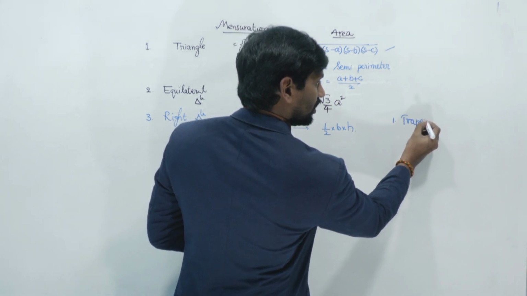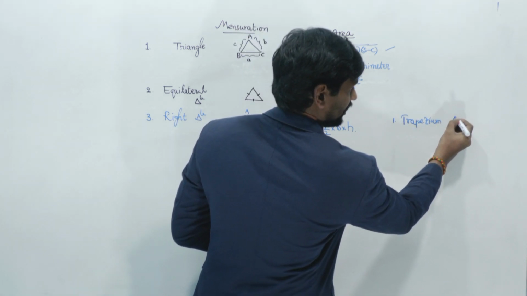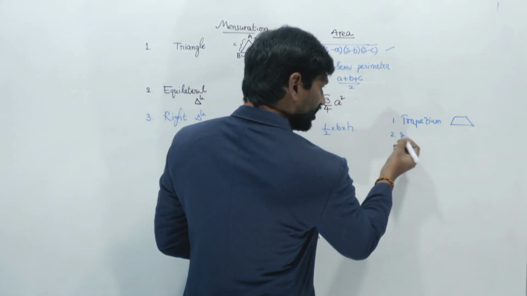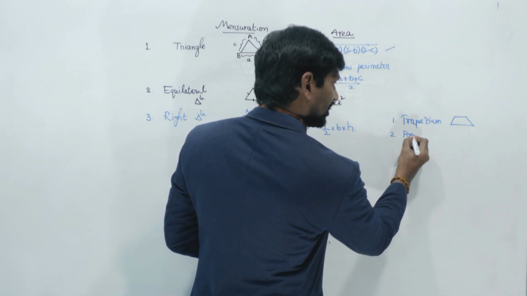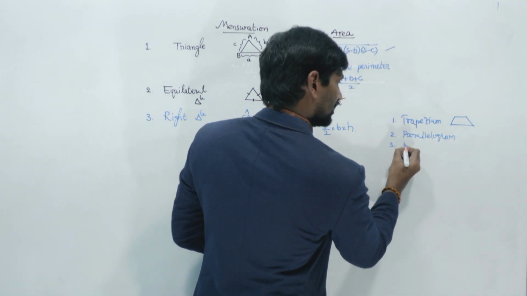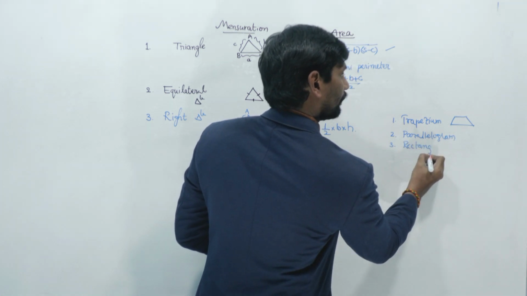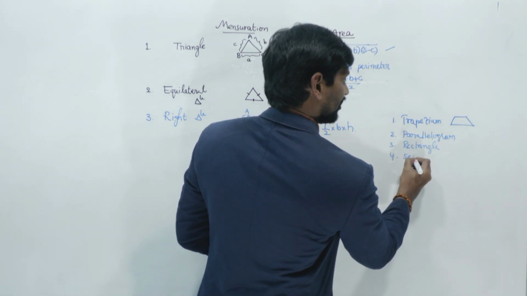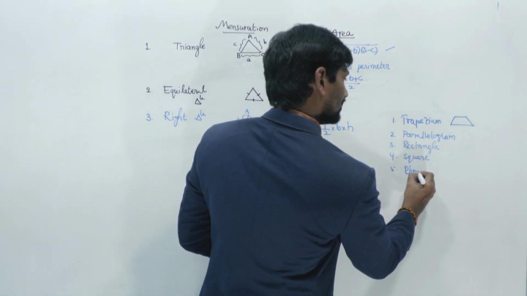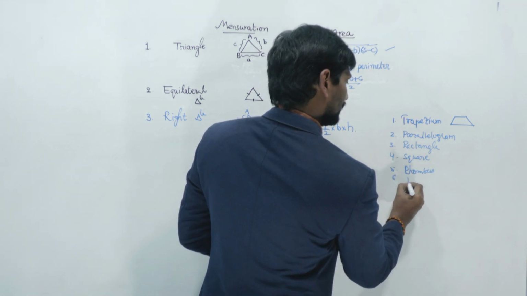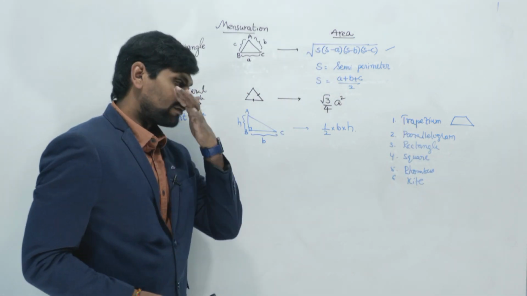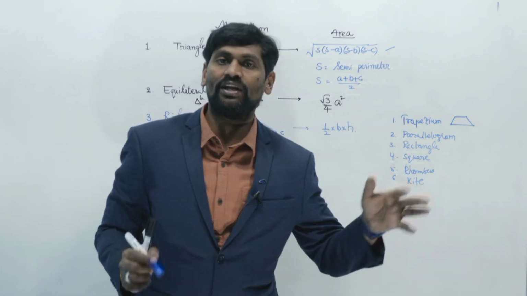Trapezium is one of the quadrilaterals, and it looks like this. So trapezium, and the regular ones you know: parallelogram, third one rectangle, square, you know square is also a quadrilateral, rhombus, and kite. So these are the 6 types of quadrilateral, which are bounded by 4 line segments.